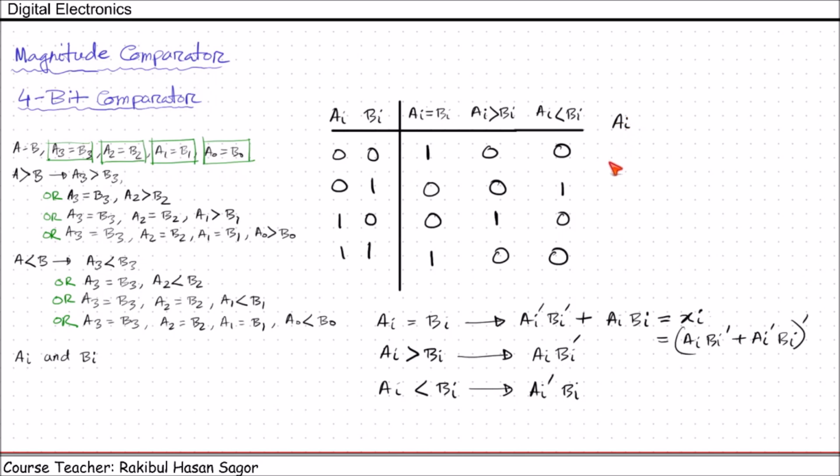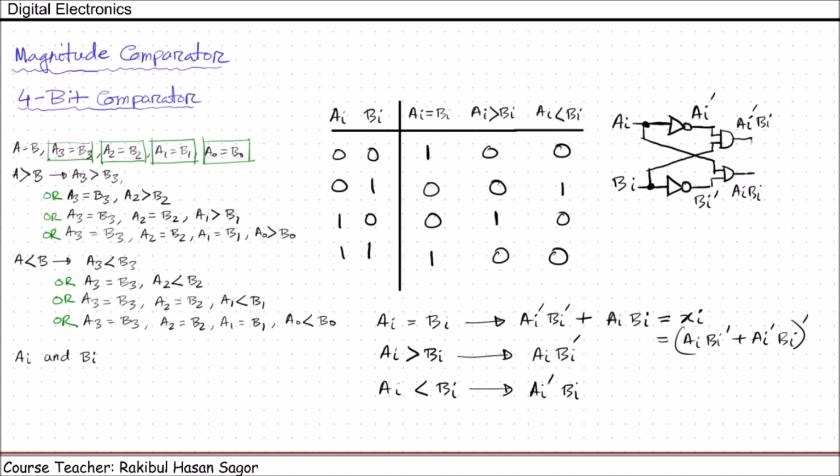We have AI input and BI input. We need AI BI prime and AI prime BI. AI prime can be found using a NOT gate here. This will be passed through this. Here we'll get AI prime. Here we'll get BI prime. And if we use an AND gate here, and another AND gate here, we need AI prime BI. So BI can be taken from here, and AI can be taken from here in order to get AI BI prime. This is also connected. Here we'll get AI prime BI. Here we'll get AI BI prime.